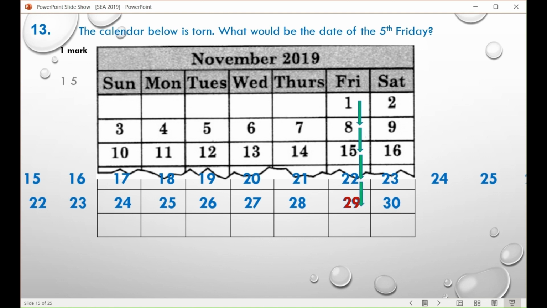So some teachers would encourage us to write 15 as being the third Friday, and we're adding 7 and 7, 14 more days to get the fifth Friday. So 15 plus 14, and simply we can do simple addition where when adding 5 and 4 will give us 9, and 1 and 1 will give us 2. So the fifth Friday is the 29th day of November.